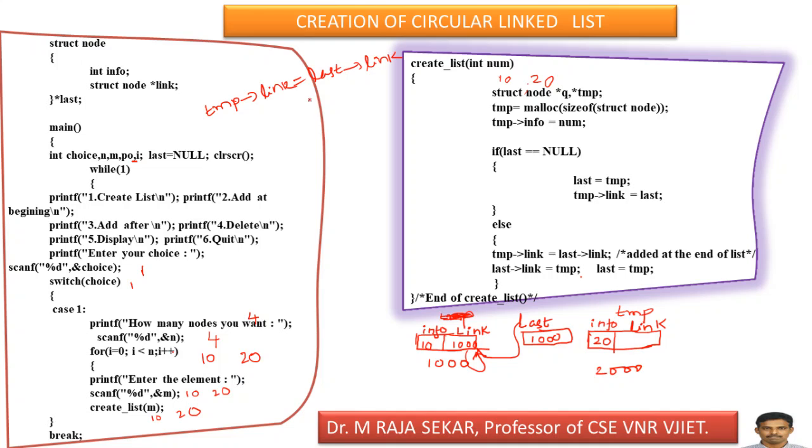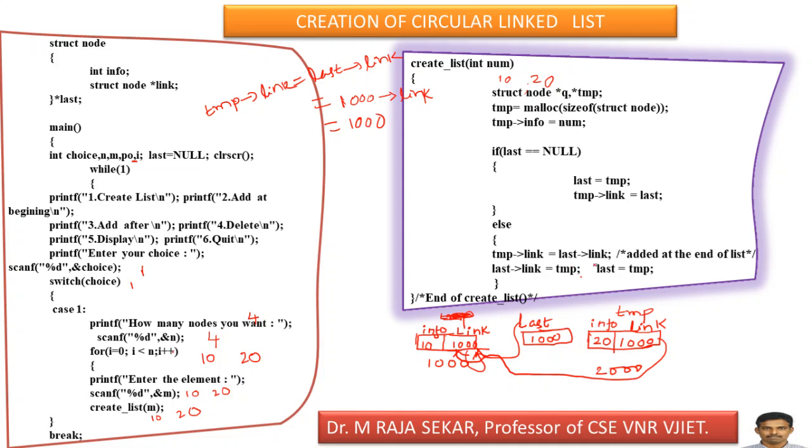What is this last? Last means 1000, isn't it? 1000 link. What is 1000 link? 1000 link is 1000 only, isn't it? Therefore, it must be 1000. Therefore, tmp->link means this one. Here I must write 1000. Therefore, automatically this will point. Where will it point? It will point to this node, isn't it?